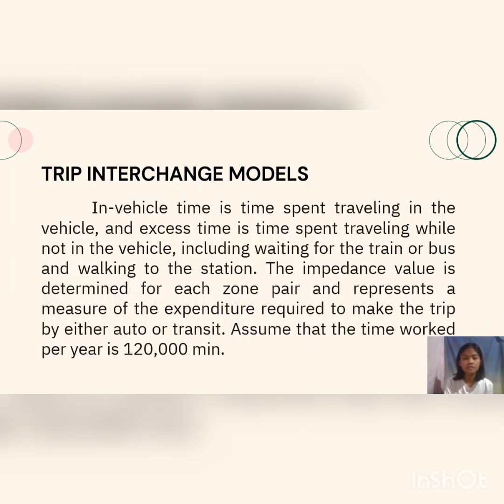In-vehicle time is time spent traveling in the vehicle, and excess time is time spent traveling while not in the vehicle, including waiting for the train or bus and walking to the station. The impedance value is determined for each zone pair and presents a measure of the expenditure required to make the trip by either auto or transit. Assume that the value of time per year is 120,000 per minute.